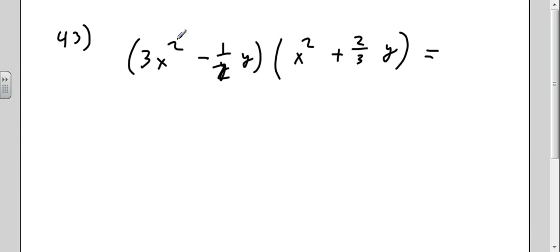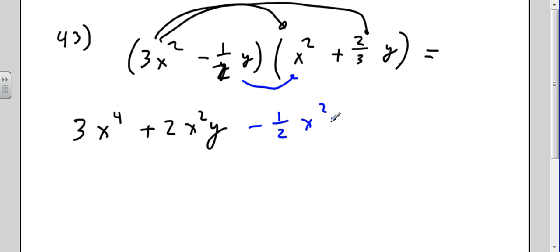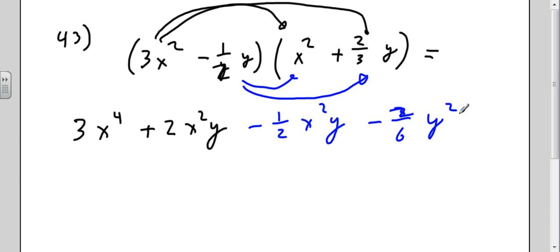Okay, well, first guy times first guy: 3x to the fourth, plus 2x squared y, minus 1/2 x squared y, minus 6/6 y squared.